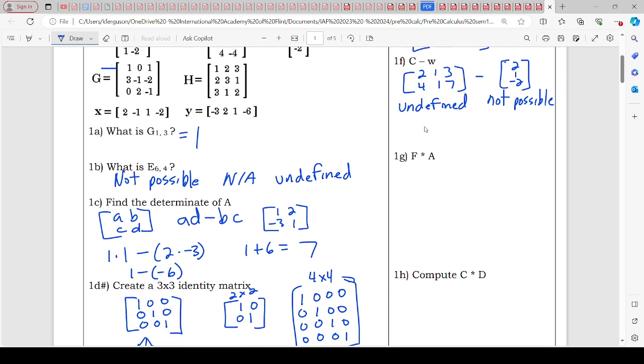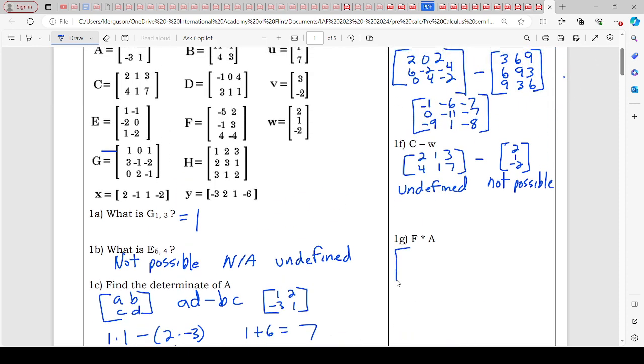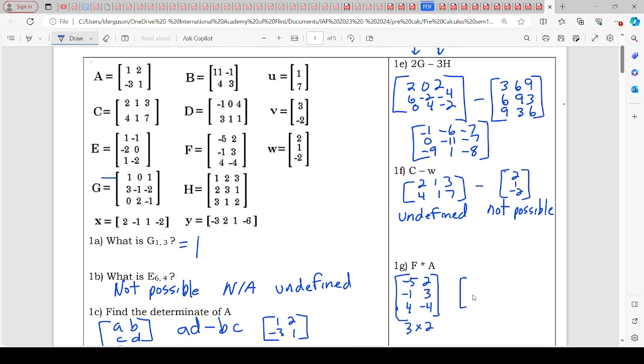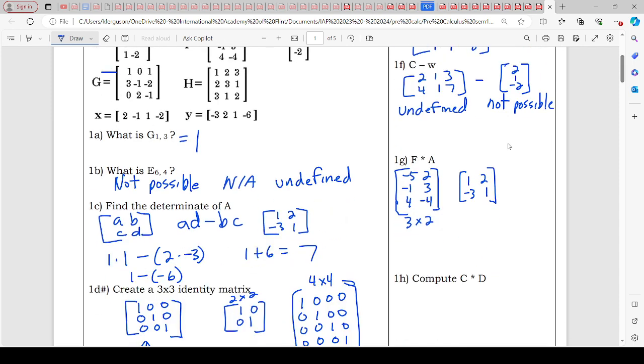All right, now F times A. F is -5, 2, -1, 3, 4, -4. So how many rows and then how many columns? This is a 3 by 2. And then A is 1, 2, -3, 1. That is a 2 by 2, right? And so like you were saying, the inner dimensions are what have to match on this.